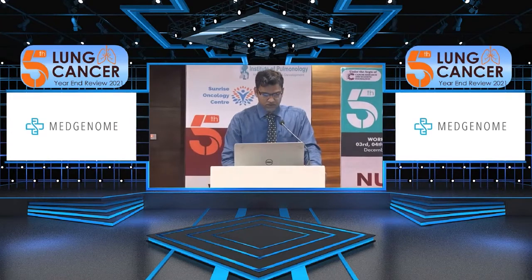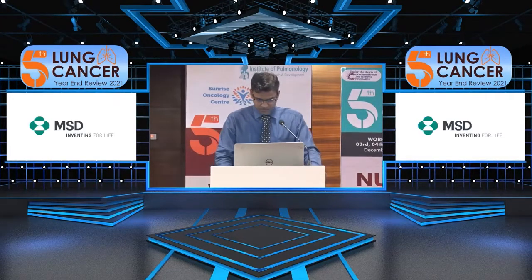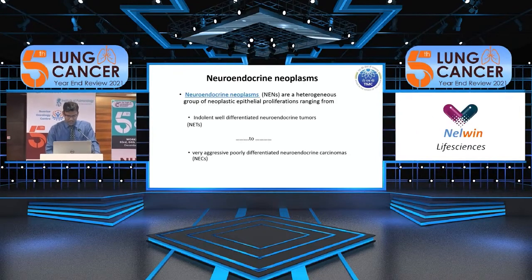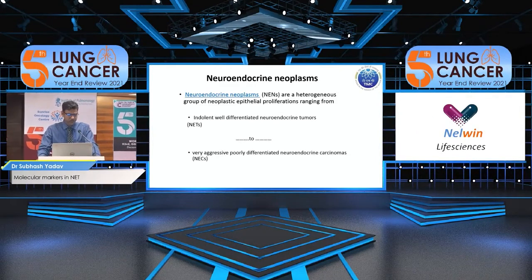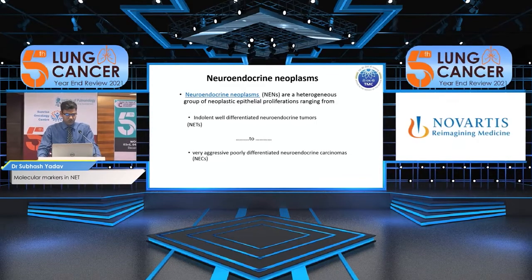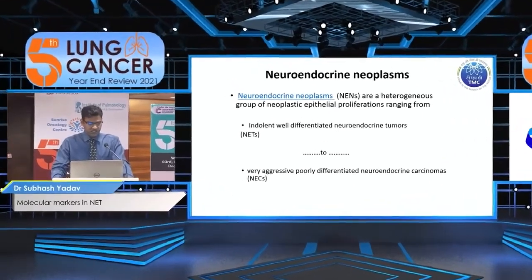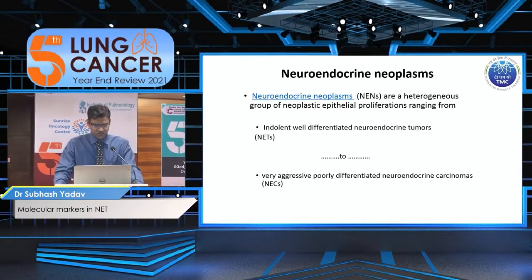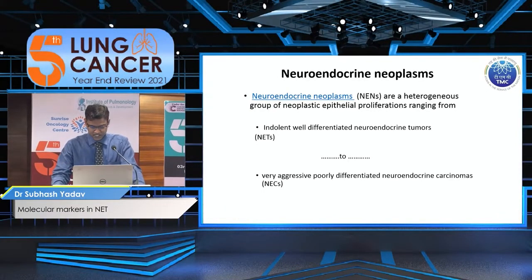So my topic is neuroendocrine neoplasms, the present and the future. To begin, what are neuroendocrine neoplasms? These are a heterogeneous group of neoplastic epithelial proliferations, and they range from well-differentiated tumors to very aggressive poorly differentiated carcinomas, be it a small cell or a large cell neuroendocrine carcinoma.